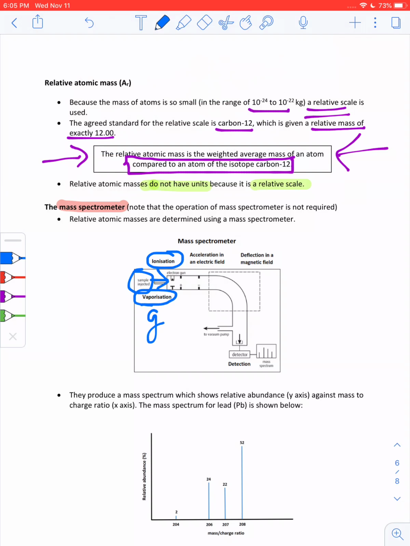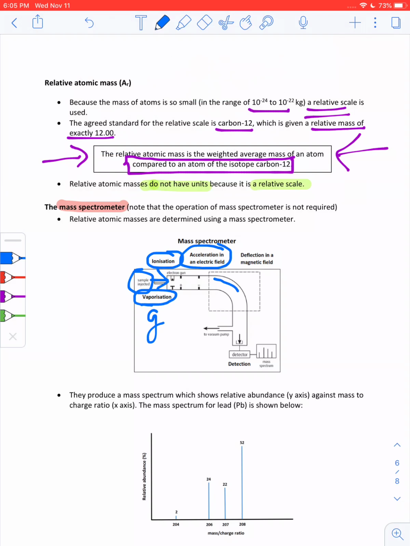And the reason that we want them to be ionized is because we want them to have that either positive or negative charge, because that's going to impact the next couple of steps, okay? After they're ionized, then they go through an electric field, and when they go through the electric field, that actually causes them to accelerate, so they move faster, speeds them up.